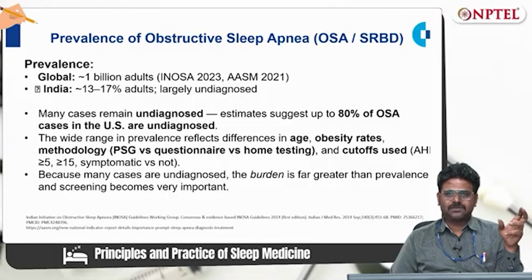The wide range in prevalence reflects differences in age, obesity, race, and the methodology for diagnosis of obstructive sleep apnea, which includes polysomnogram, questionnaires, and home testing, and the cutoffs used, including apnea-hypopnea index more than or equal to 15, or more than or equal to 5 with symptoms or not. Because many cases are undiagnosed, the burden is far greater than prevalence, and screening becomes very important.